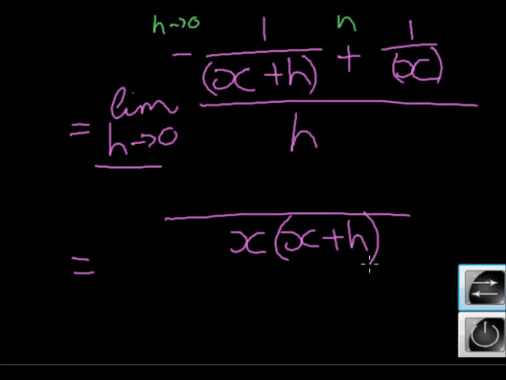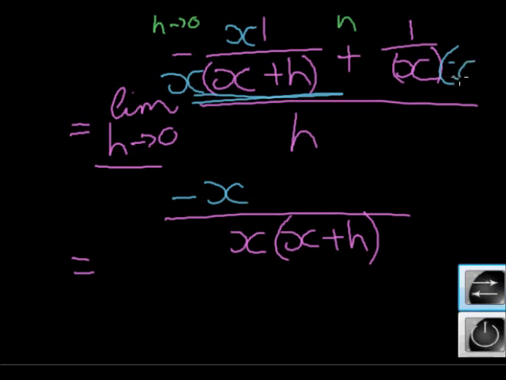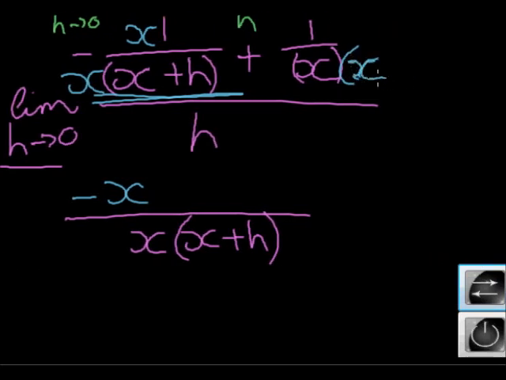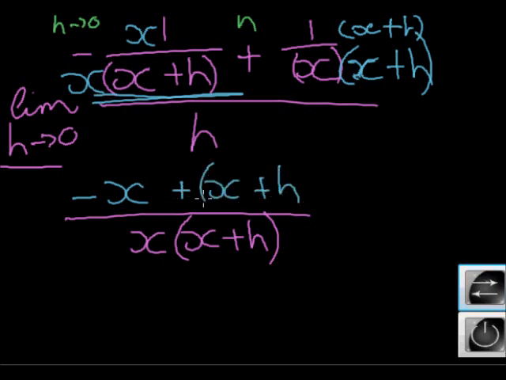Now what do I need for this term? I need an x. So I'm multiplying x in the denominator and an x in the numerator, which means I've got a negative x there. For this one, I need an x plus h, which means I multiply that in the top and in the bottom. So here at the top, I have a plus x plus h in brackets, and 1 times that. And in my denominator, I still just have my h.